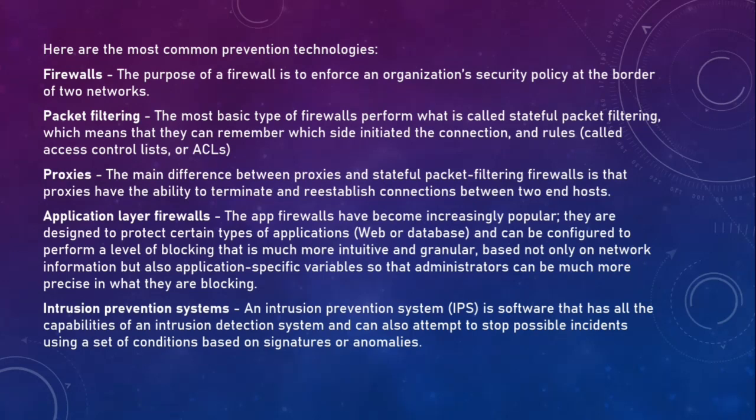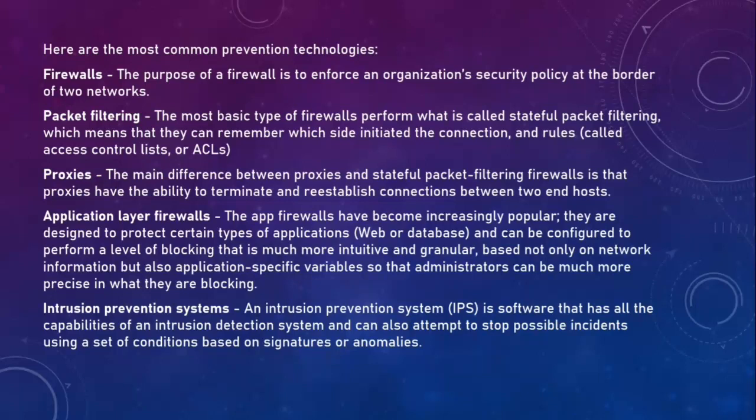Here are the most common prevention technologies. Firewalls. The purpose of a firewall is to enforce an organization's security policy at the border of two networks. Packet filtering. The most basic type of firewalls perform what is called stateful packet filtering, which means that they can remember which side initiated the connection and use rules called Access Control Lists, or ACLs. Proxies. The main difference between proxies and stateful packet filtering firewalls is that proxies have the ability to terminate and reestablish connections between two end hosts.